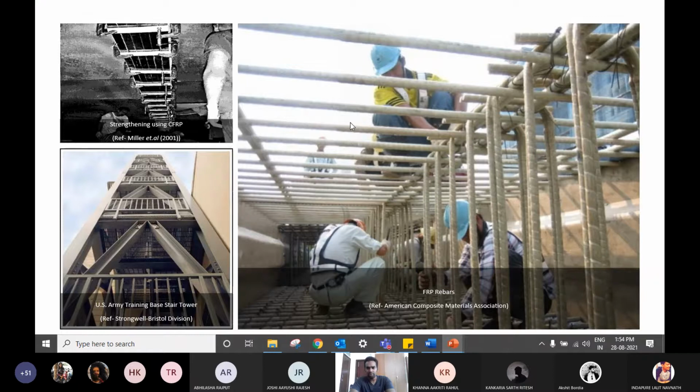And you could have FRP rebars. That's one of the applications, right? So FRP rebars are good at some things, not so good at some things when compared to traditional reinforcement bars. So the FRP rebars, they are very good against corrosion. It doesn't get corroded easily.